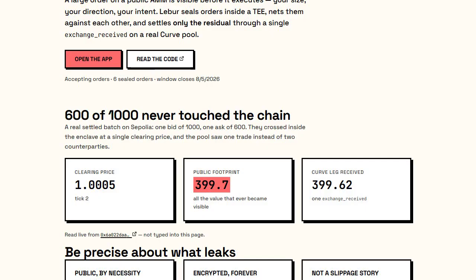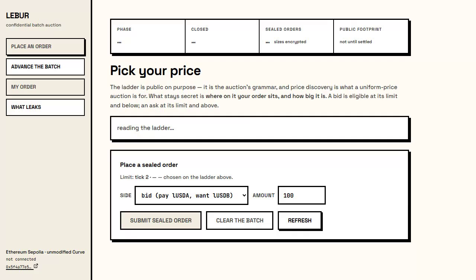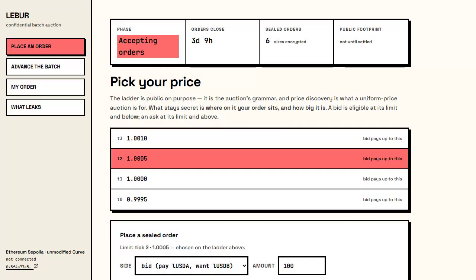The price ladder is public on purpose. It is the auction's grammar. What is secret is where on it your order sits, and how big it is. At every tick, under encryption, the contract computes demand, supply, and crossable volume. The clearing tick maximizes volume, breaking ties on minimum imbalance, which is the rule real call auctions use.